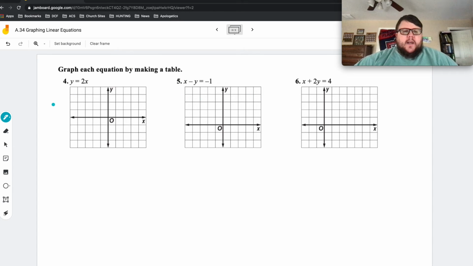Alright, I'm going to help you guys out with this side, and I'm just going to solve the equation for y real quick for you. So this one's going to be y equals... I'm going to subtract x, but then I'm going to end up negating it. So it's going to be x plus 1. So y equals x plus 1. And this equation here is going to be y equals negative 1/2 x plus 2.